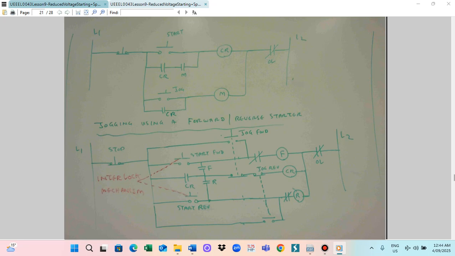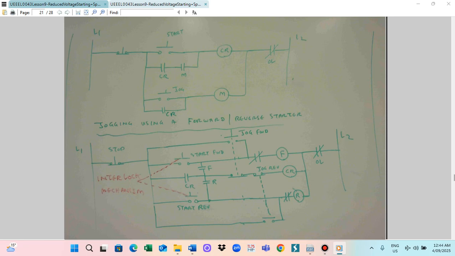So the CR cannot close the motor; it only runs when you press the jog switch. So this is for only one direction. And then there is the one that you can run in two directions, forward and reverse. So: start forward and start reverse.